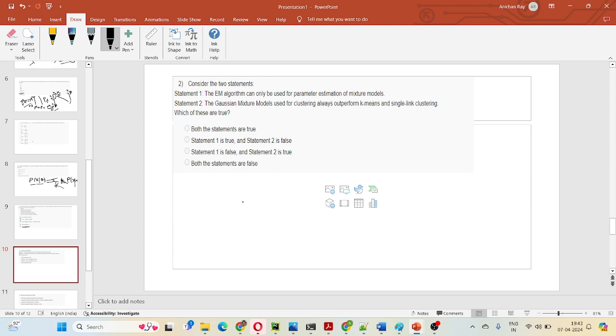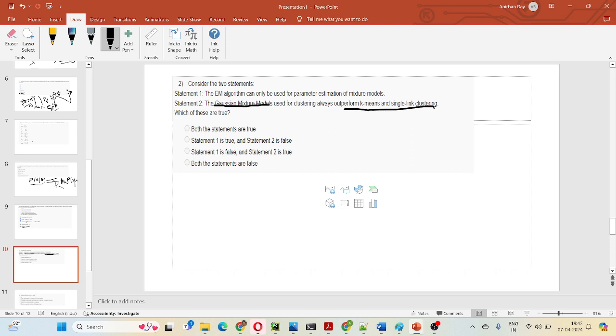The EM algorithm can be used for parameter estimation of mixture models. Can only be used? That's wrong. It can be used for many other things actually. And Gaussian mixture model for clustering algorithms always outperforms k-means and single link clustering. So you have to understand this one. Gaussian mixture models is a supervised algorithm. These are unsupervised. Unsupervised always loses against supervised.